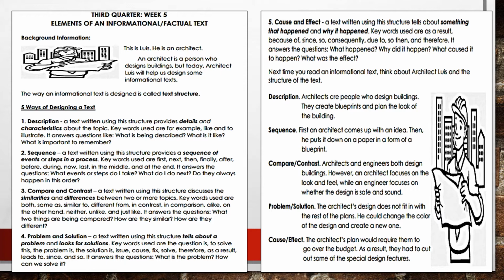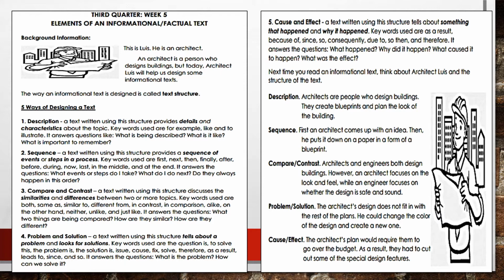This is Luis. He is an architect. An architect is a person who designs buildings, but today, architect Luis will help us design some informational text. The way an informational text is designed is called text structure. 5 ways of designing a text.